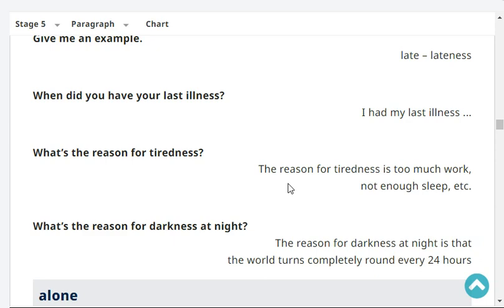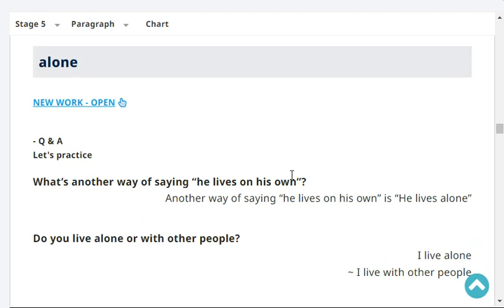Well, what's the reason for darkness at night? The reason for darkness at night is that the world turns completely round every 24 hours.